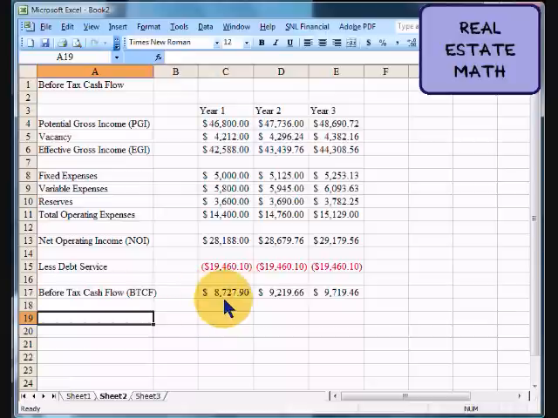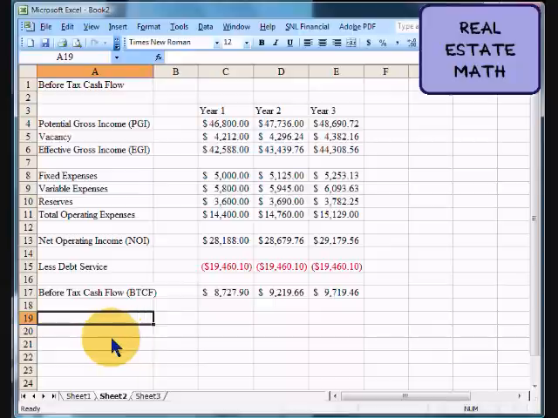So on our building in our first year, we've made approximately $8,728, and then we've made $9,219 and $9,719. So each year we're doing a little bit better. And what we want to figure out now is, what about after taxes, because that's really what I care about. I want to know what I'm making after I've paid all my taxes.